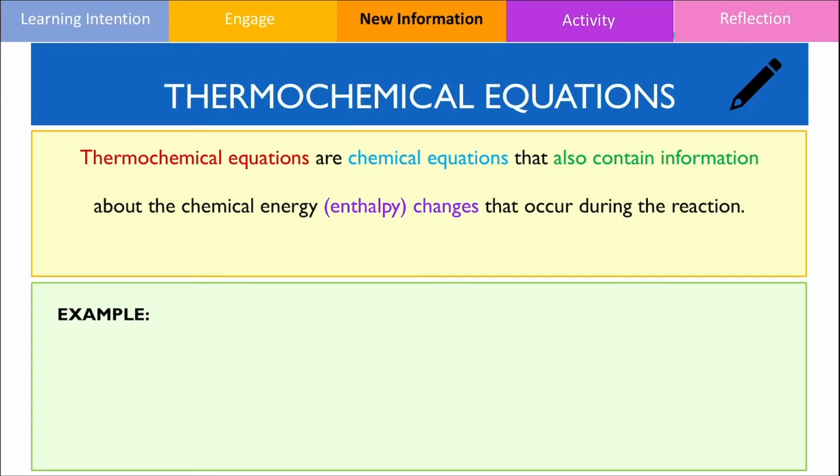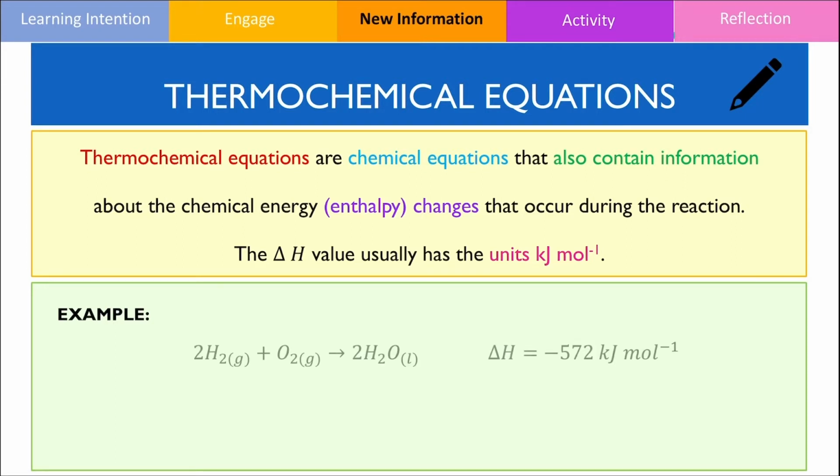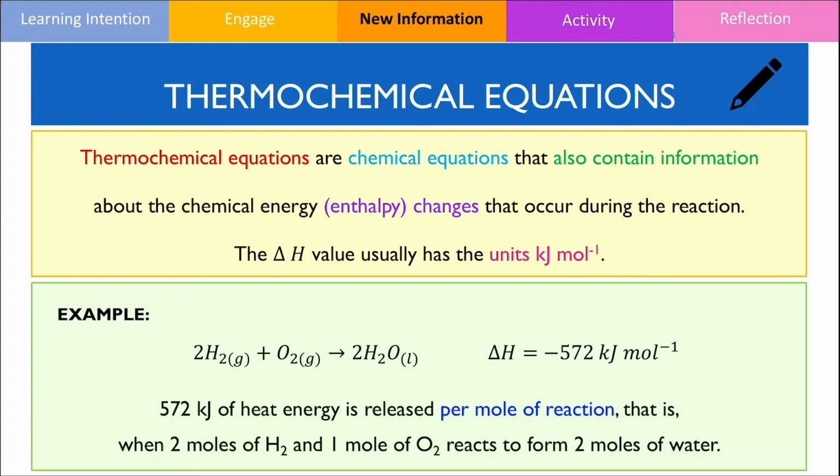Just a reminder that the units for the change in enthalpy is usually in kilojoules per mole. An example of a thermochemical equation is shown below along with the enthalpy change, or the heat of formation, for water. Based on the delta H value, we know that this is going to be an exothermic reaction and that 572 kilojoules of heat energy will be released per mole of reaction. Another way to say this would be that 572 kilojoules of energy is released when 2 moles of hydrogen gas reacts with 1 mole of oxygen gas to produce 2 moles of water.